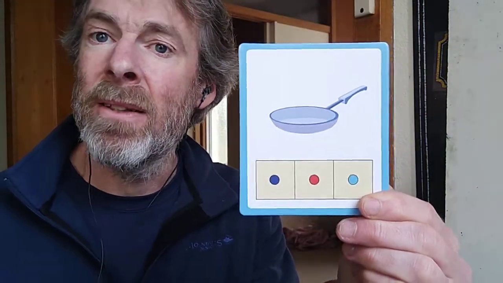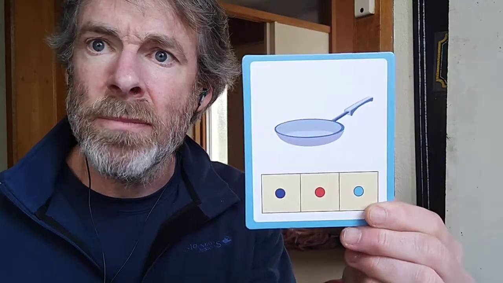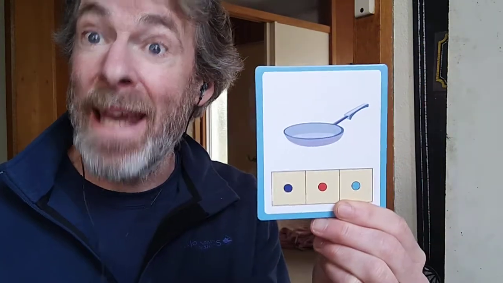Okay, so our first picture is a pan for cooking eggs in. I don't know what else you might cook in a pan. Pancakes. Okay, are you ready? Pan. Let's slow this one down. Let's stretch it out. Pan. All right, let's do that again. Pan. Okay, I think I hear three sounds there.